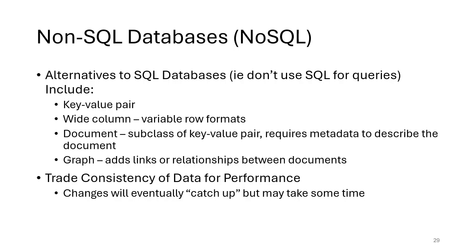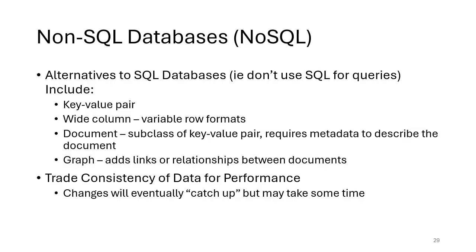So alternatives include a key value pair. They might include wide columns with variable row formats. It might be a document. This is sort of a subclass of the key value pair, and it might require metadata within that document. Another option is graphing, where you add links or relationships between documents. So these are very different to that idea of SQL queries, often used in large database applications like data lakes, and often used where the data is a lot less structured than SQL data, but where the data is still meaningful. So other options here are those NoSQL type databases.